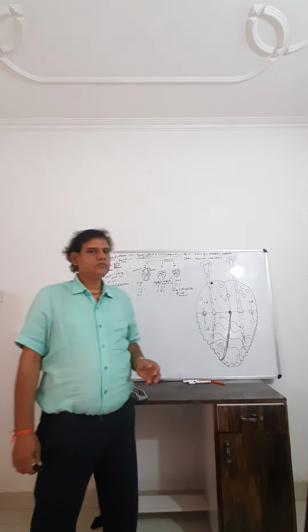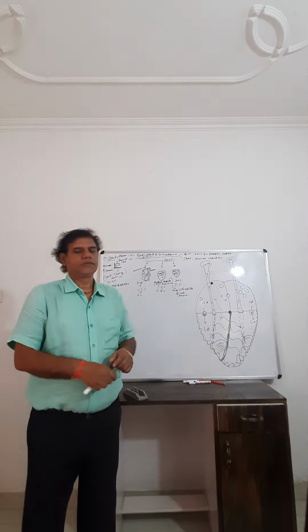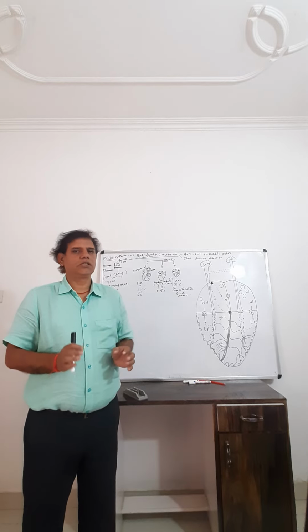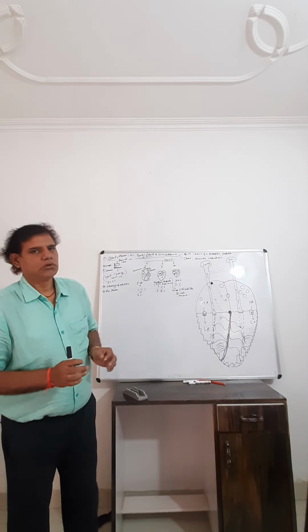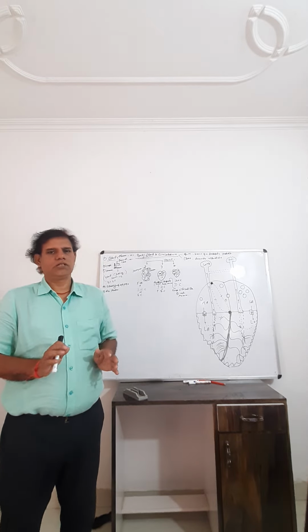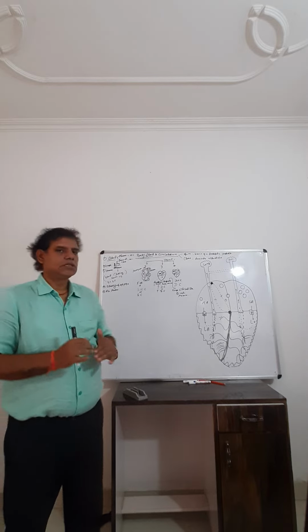So in this chapter, first of all, what is blood? Blood is a fluid connective tissue. And blood is a buffer solution. The pH of blood is around 7.3 to 7.4 at 37 degrees centigrade. And blood consists mainly of two things.